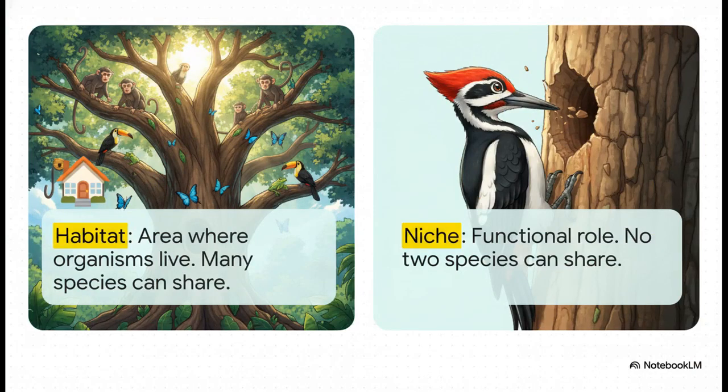So it is incredibly easy to confuse a habitat with a niche, but the distinction is absolutely crucial. Think of a habitat as an organism's address, the physical area where it lives. Lots of different species can share the exact same habitat. But a niche? A niche is an organism's profession. It's highly specific functional role in the community. And the golden rule here, no two species can ever occupy the exact same niche.